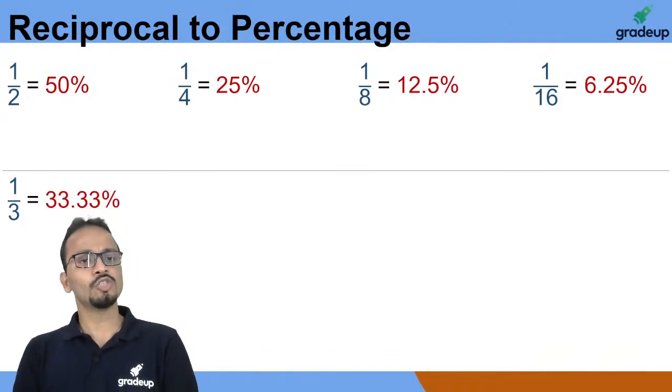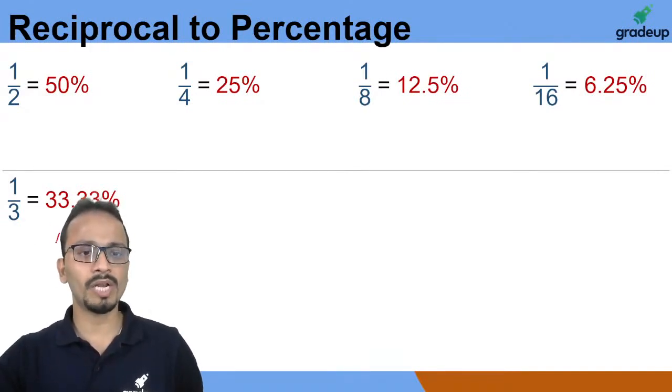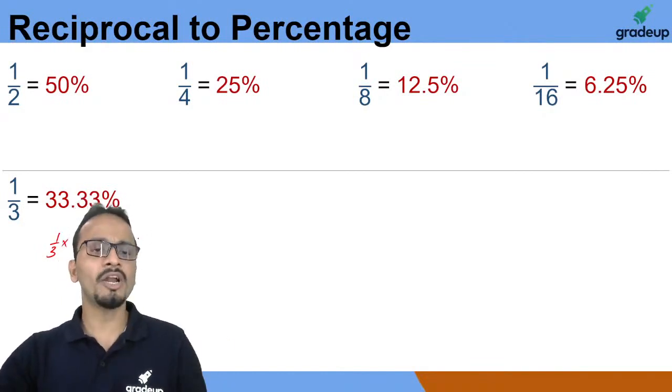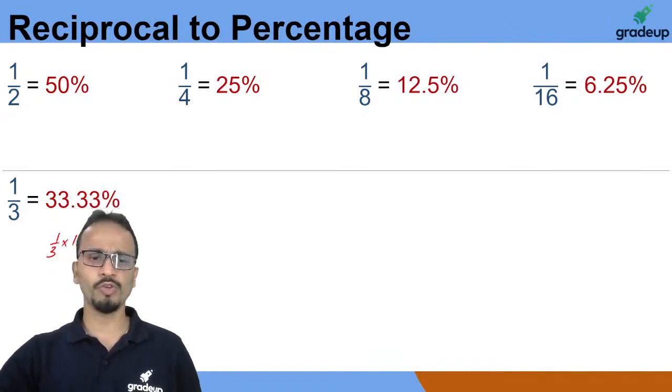All right. So I can start from here. If I want to derive 1 by 3, I'll multiply it by 100. So 1 by 3 multiplied by 100 will give you 100 by 3. So 100 by 3, the value is 33.33. Yes, we all know this.